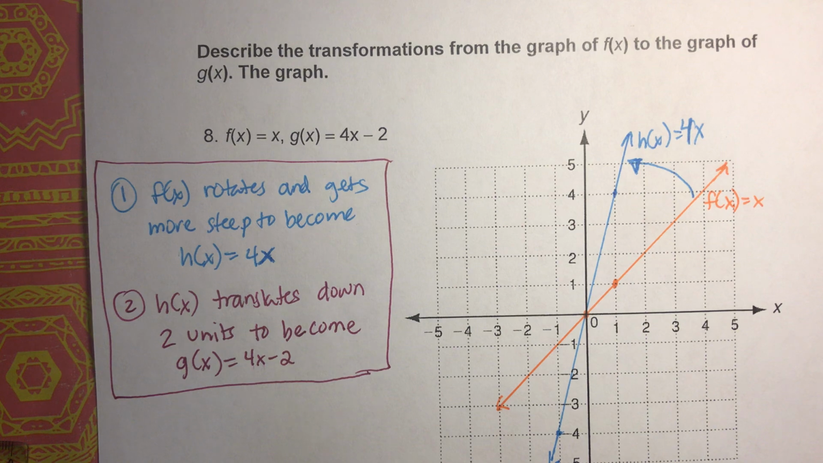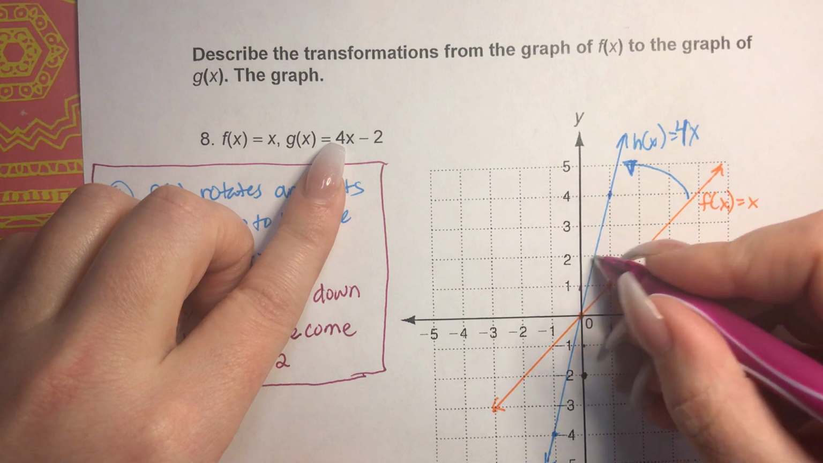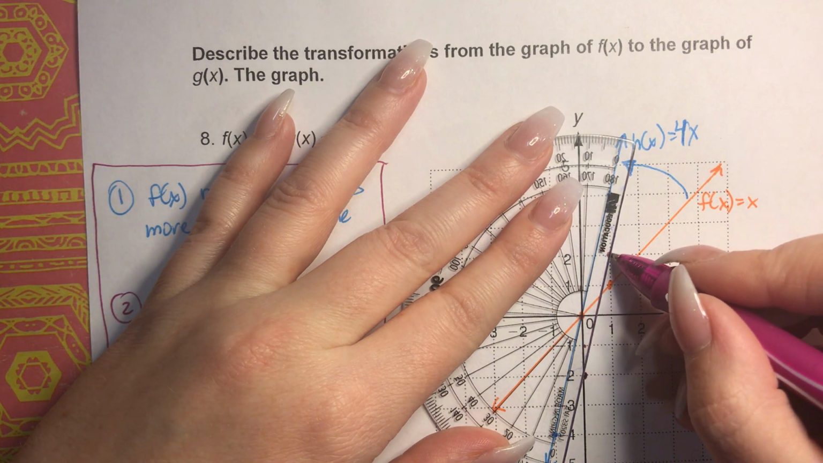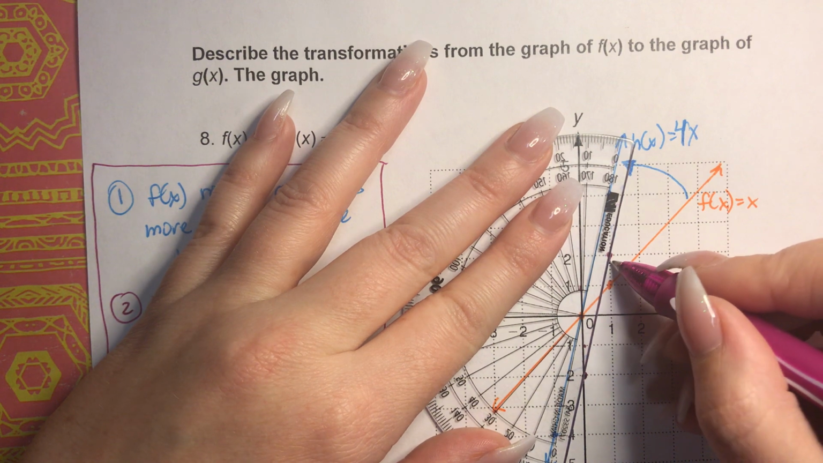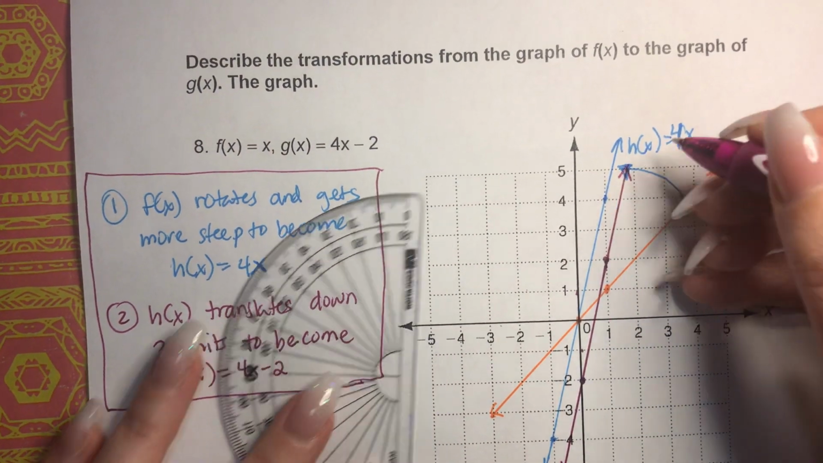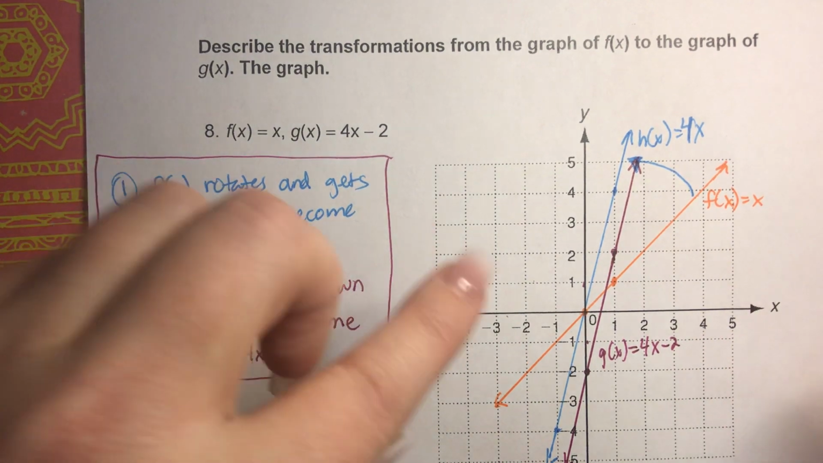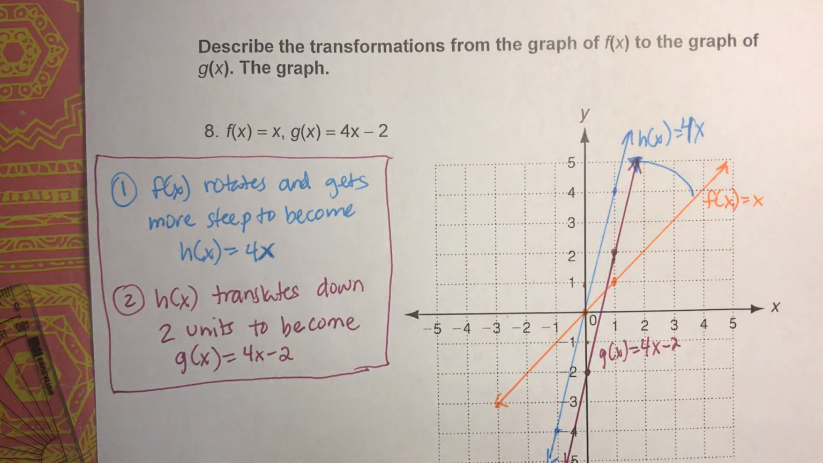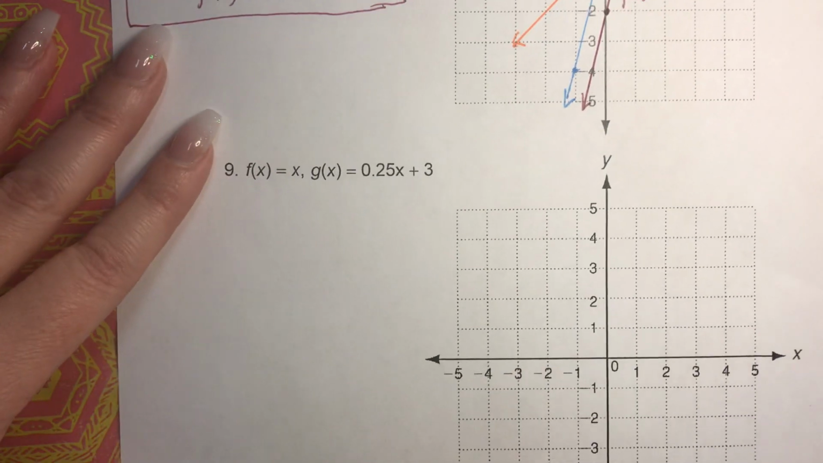So g of x is right here. The y-intercept is negative 2, and the slope is 4 over 1. 1, 2, 3, 4 over 1 right there. And you can see there, this is our g of x. So we rotated there to h of x, and then h of x just shifted down 2 units to become g of x, okay? So that's how you describe multiple transformations. Let's go ahead and look at the next problem here.